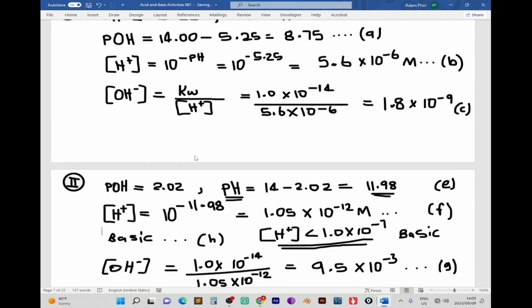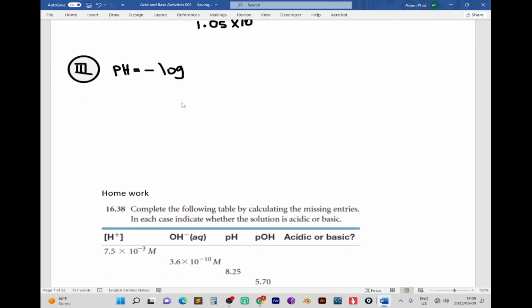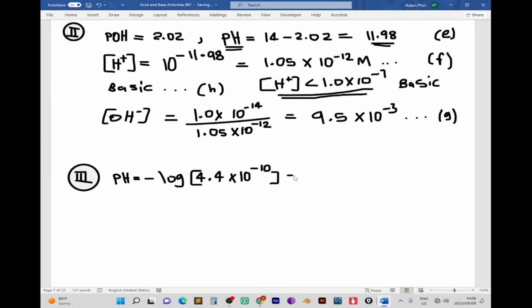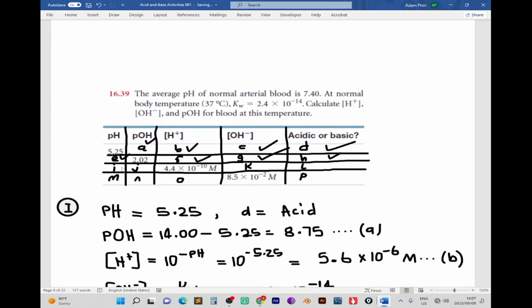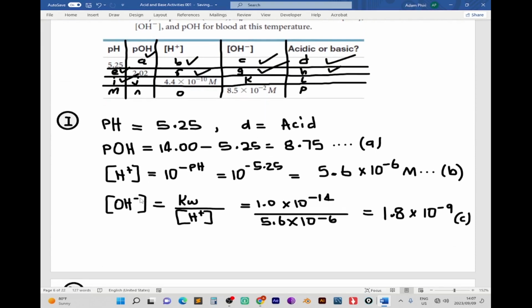So remember that in our value we have 4.4. We're going to look at pH, which is going to be the negative log of the concentration of the acid. So acid there is 4.4 multiplied by 10 to the power negative 10. So that's the concentration there. Then that will give us 9.4. That is our value for pH, our I value.